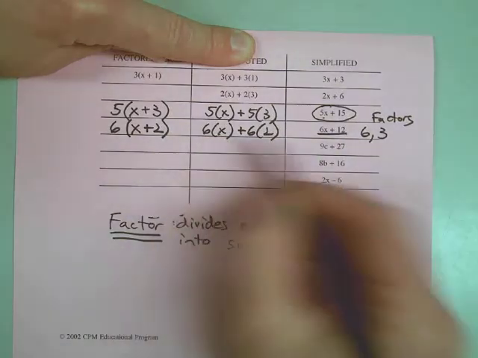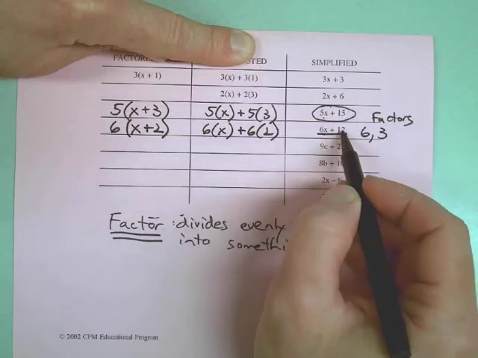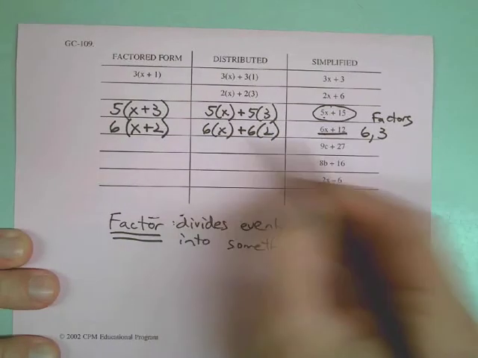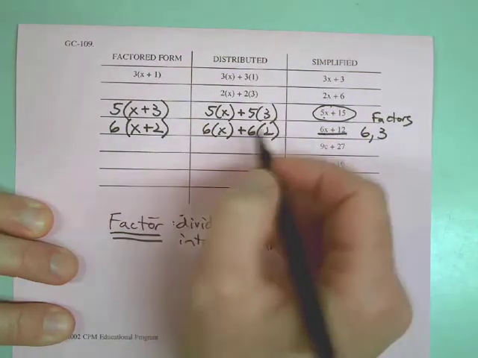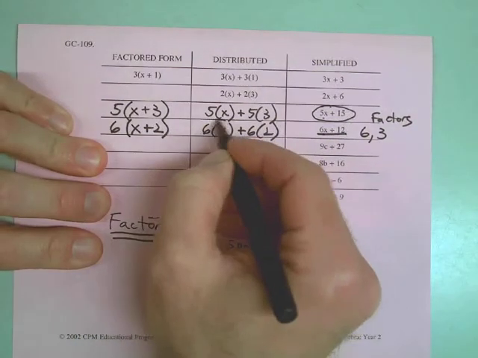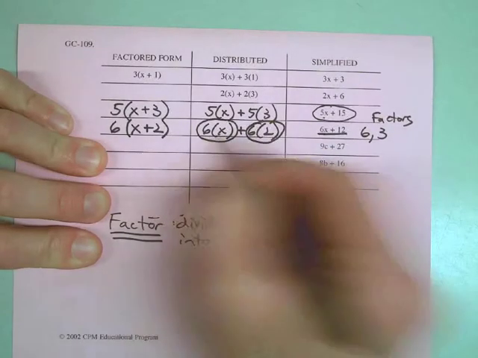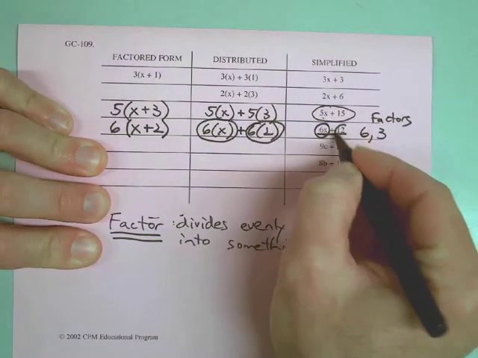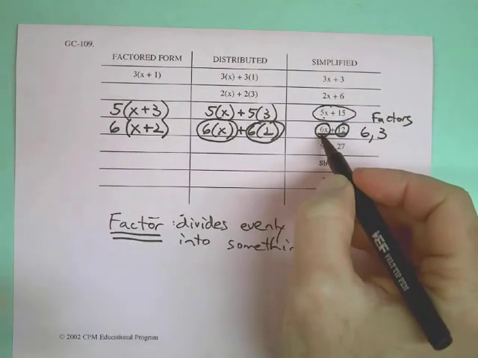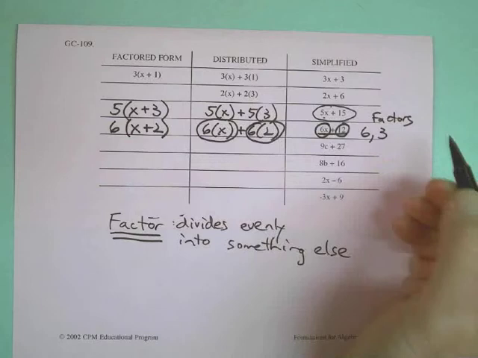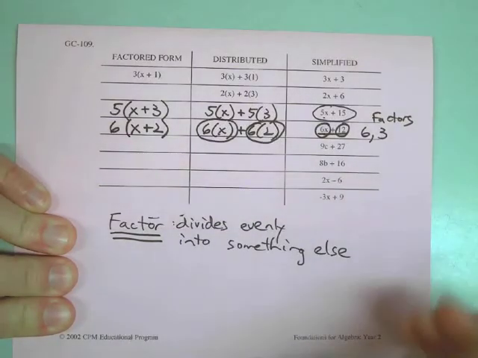6 times x equals 6x. 6 times 2 equals 12. So you can see that even though distributed form and simplified form look different, they still have the same terms. Remember, circle the terms. Terms are separated by addition or subtraction signs. There are 2 terms right there, and the same 2 terms right there. You can see how these have just been simplified, or the math has been done as far as we can. I'll show you one more example, and then we'll go down the rest, all right?